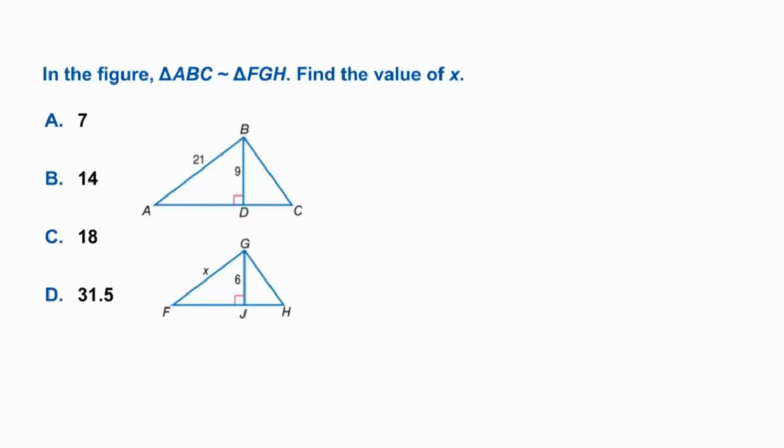We're told that triangle ABC is similar to triangle FGH, and we want to find the value of X. This time we're looking at altitudes. BD and GJ are altitudes. So 9 over 6. Corresponding sides, AB corresponds to FG. So 21 over X. Cross multiply and solve.